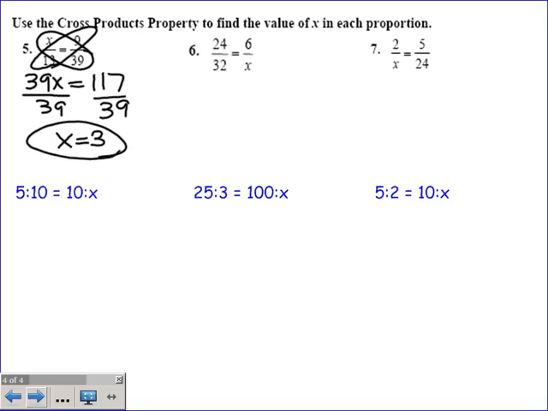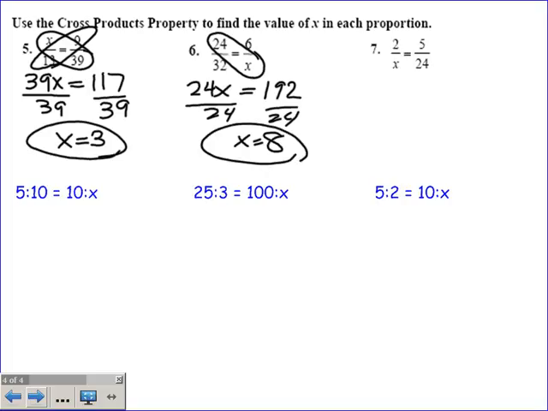Number 6. Let's go with Tucker. What'd you do? What'd you get? Okay, let's multiply the extremes. 192. Okay. 24 and 24. x equals 8. And you circled it, and everything's good. That sounds pretty good to me. Tucker, let's go with Sam. Sam, what do you want to do for 7?